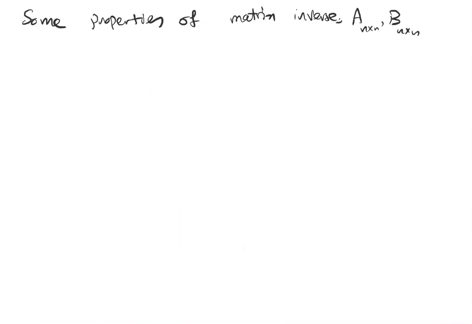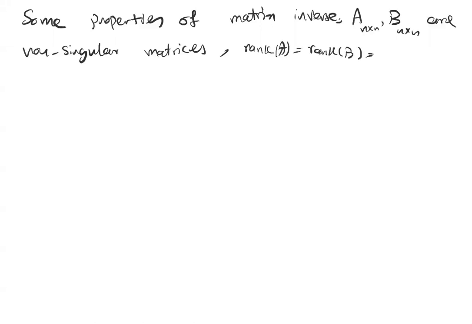All right, let's take a look at some properties of matrix inverse. In all of these properties, we assume that A, which is n by n, and B, which is n by n, are non-singular matrices. In other words, the rank of A is equal to the rank of B is equal to n. Both of them are full rank. So here are our properties.